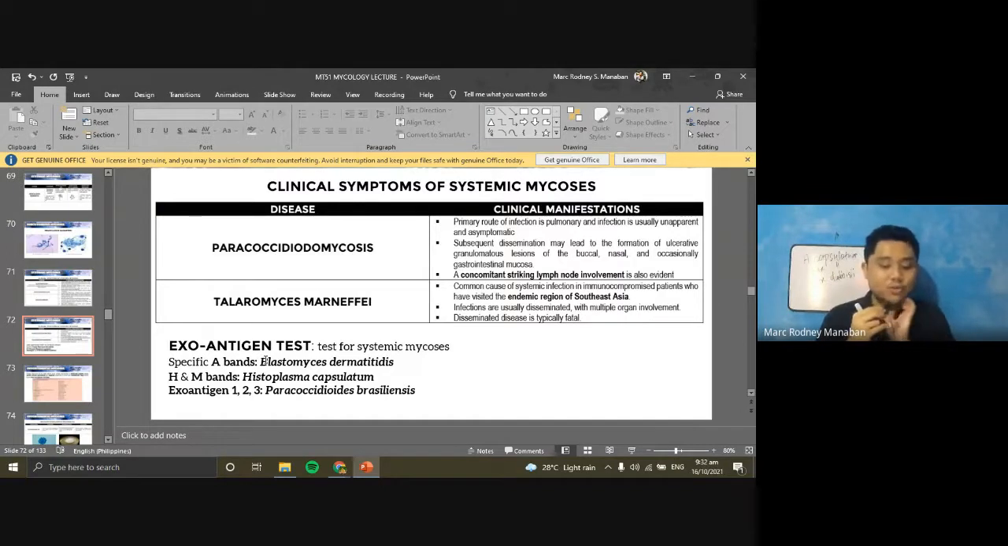Alright, okay. So that's for your systemic mycosis. Again, just take note that the mold, the conidia, are inhaled, and then you get the infection from them. Inside the body, from the mold phase, it first goes into a yeast phase.